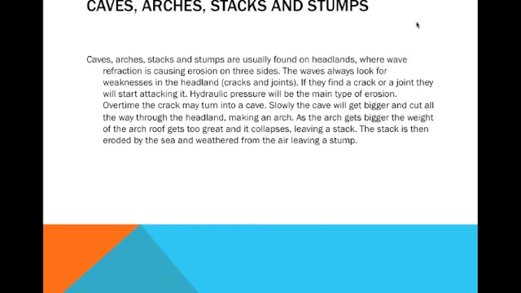So, caves, arches, stacks, and stumps. Caves, arches, stacks, and stumps are usually found on headlands, where wave refraction is causing erosion on three sides. The waves always look for weaknesses in the headland, so cracks and joints. If they find a crack or a joint, they will start attacking it. Hydraulic pressure will be the main type of erosion.